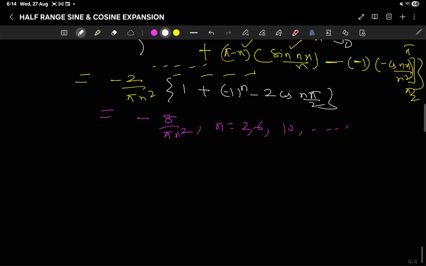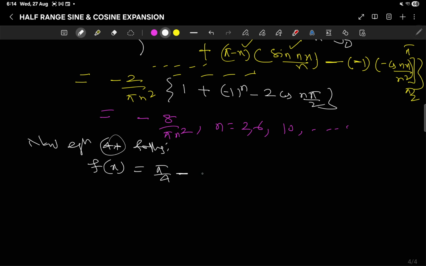So now equation double star follows. Here fx will be pi by 4 minus 8 by pi, summation of n is here 2, 6, 10 so on up to infinity, it is 1 by n square cos nx.